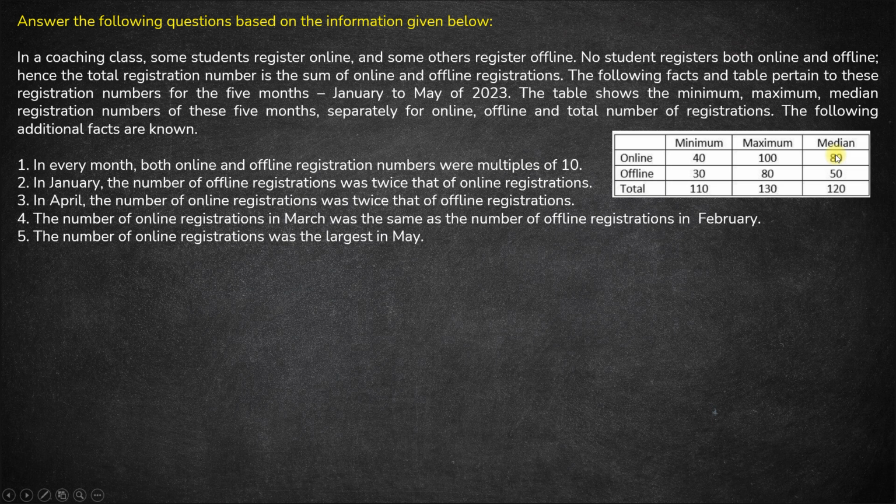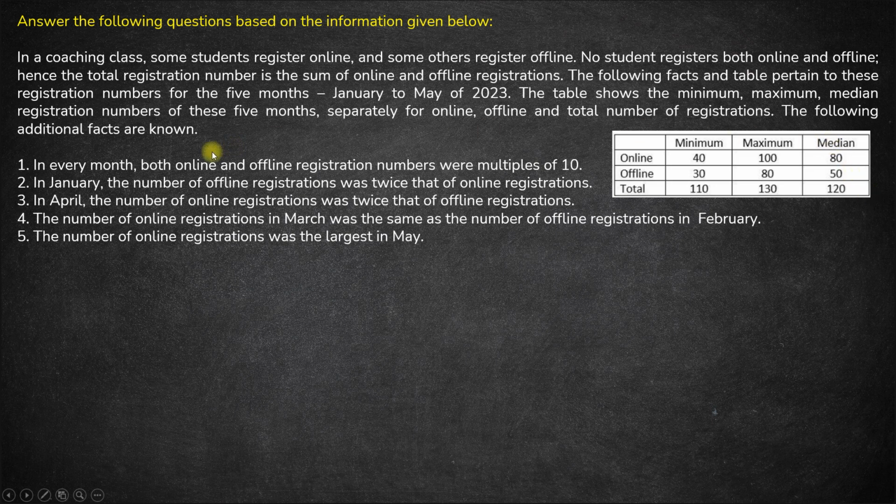Now we know median is the middle value. So when you arrange all the enrollments in online class in an ascending or a descending order, the middle value will be 80. Similarly, of all the 5 months for offline class registrations, the minimum number of registrations would be 30 for a particular month and maximum would be 80 for a particular month. And when all these numbers for 5 months are arranged in ascending or descending order, the middle value will be 50, and same is the case for total number of registrations as well.